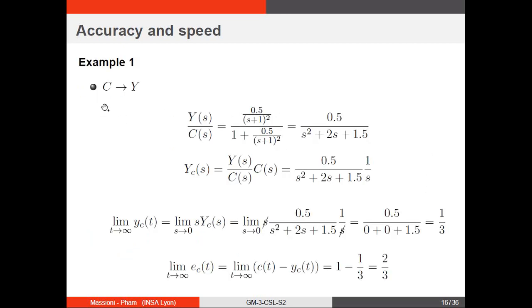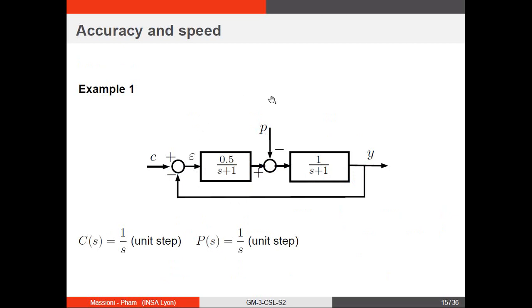So let's first consider from C to y. Let's write the transfer function from C to y. It is basically L divided by 1 plus L. So what was L over here? 0.5 over s plus 1 times 1 over s plus 1. So you basically get L equal to 0.5 divided by (s plus 1) squared.